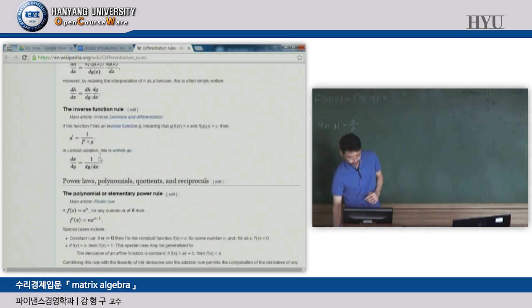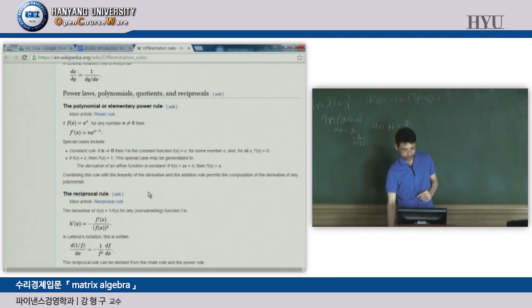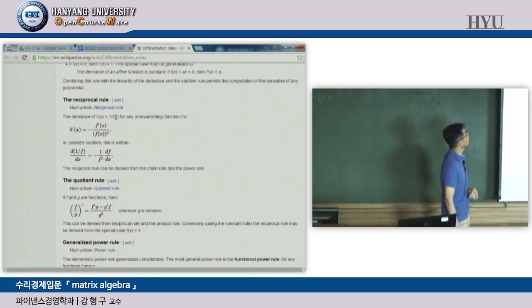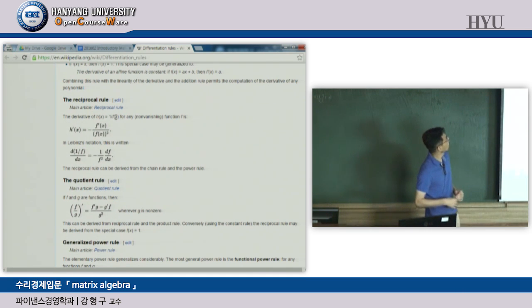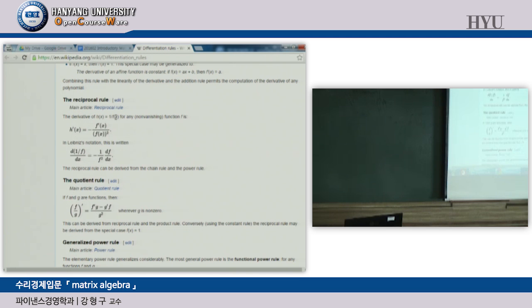And the power rule, you learned this one. f of x is x to the n, then f prime is n x to the n minus 1. When h of x is 1 over f, well, it is another chain rule. You are basically applying chain rule, but it is also called the reciprocal rule. So h prime of x is minus f prime divided by f squared. In Leibniz notation, it is again basically chain rule. Quotient rule, 1 over g, again, you can regard 1 over g as another function, then you can derive it. Anyway, f over g prime is f prime g minus g prime f, divided by g squared.